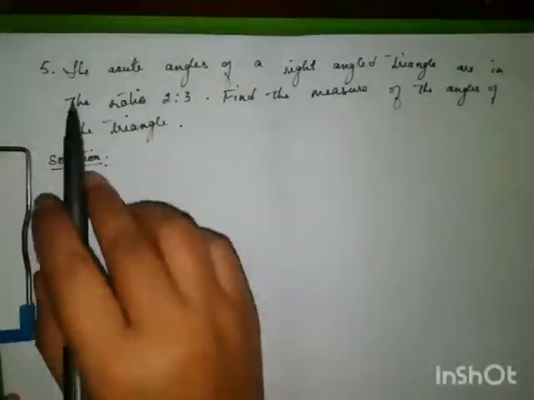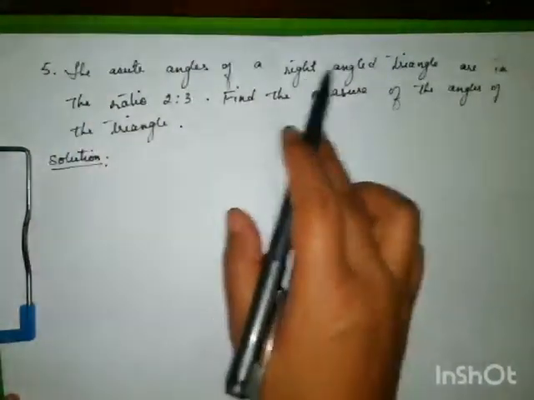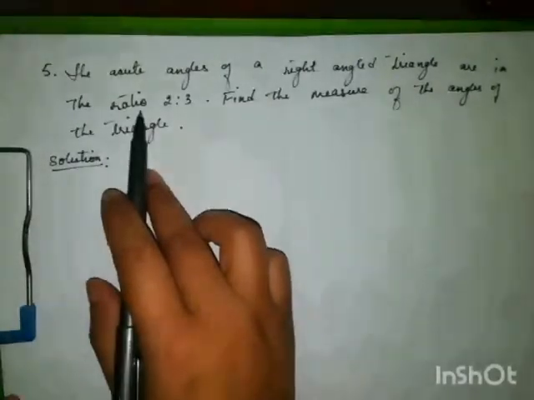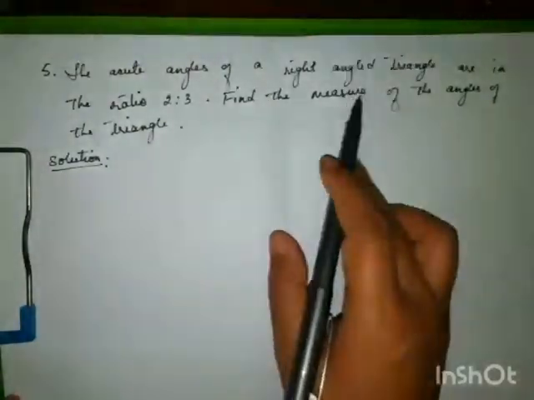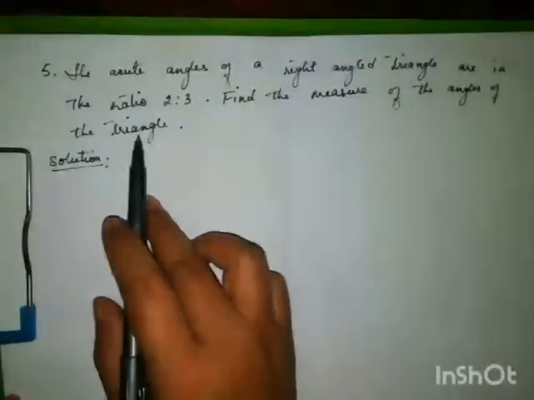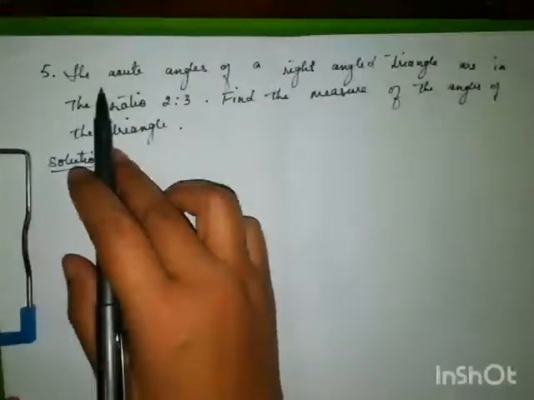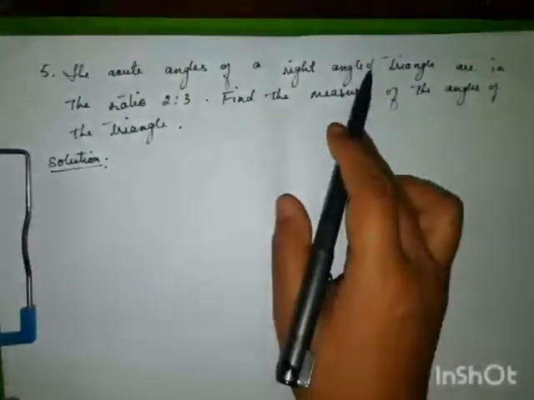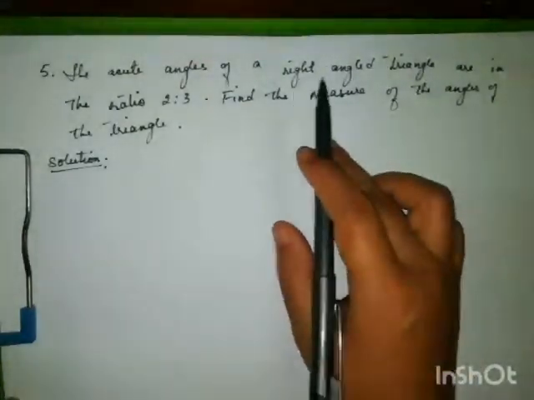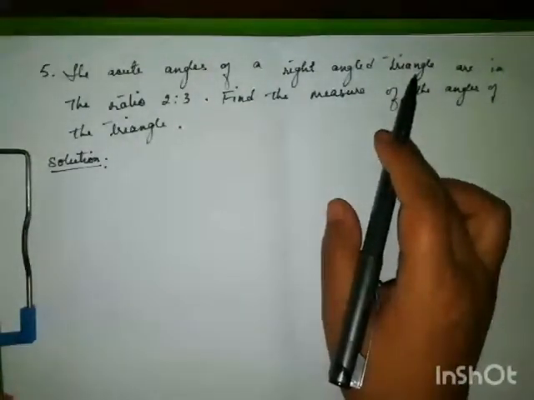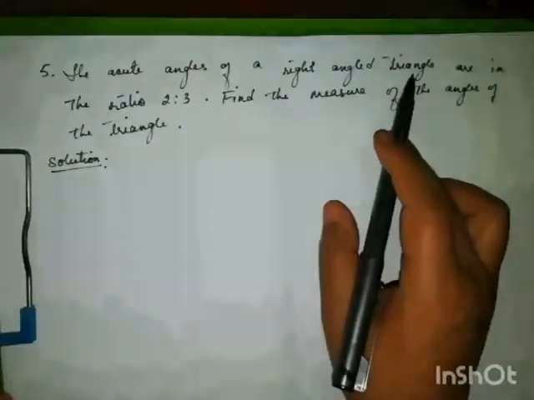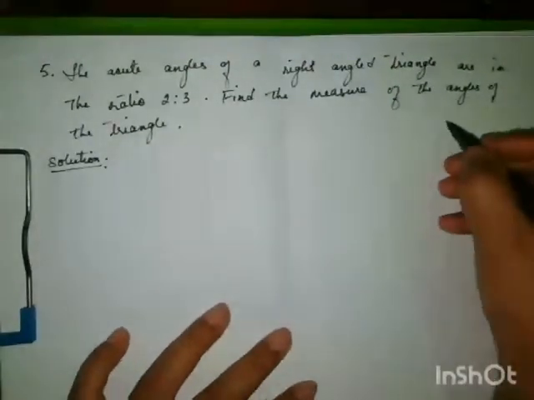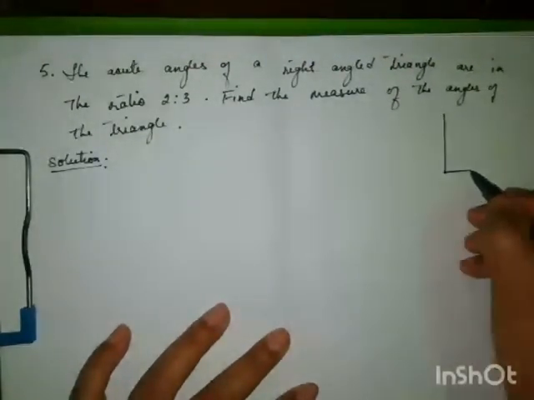Question number 5. The acute angles of a right angle triangle are in the ratio 2 is to 3. Find the measure of the angles of the triangle. The acute angle of a right angle triangle. In a right angle triangle, one of the angles measures 90 degree.